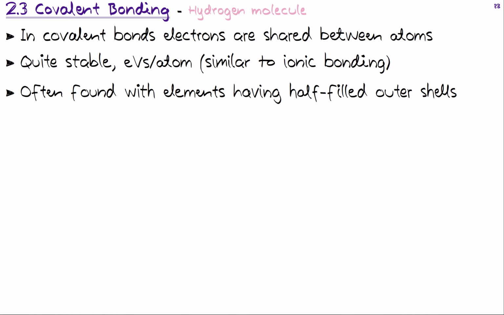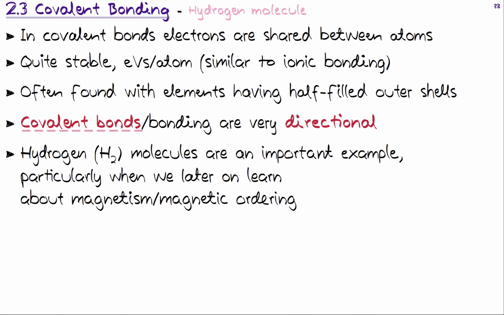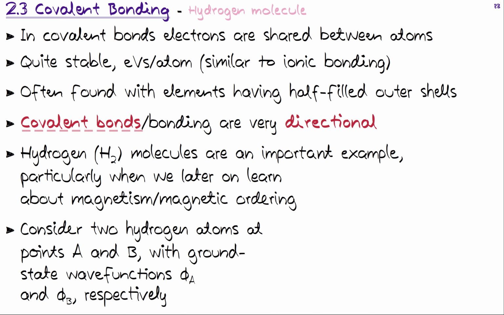So what we want to do now is understand the hydrogen molecule. And it's a prime example. It's a very good example to understand how covalent bonding takes place, because we're learning about mode hybridization here. And covalent bonds and bonding in general, it's very directional. And it arises from the fact that we have these very directional sp2 and sp3 hybridized electron states. And the hydrogen molecule is a very, very classical example. And this can be connected also with magnetism and magnetic ordering. So it's a neat system to study.